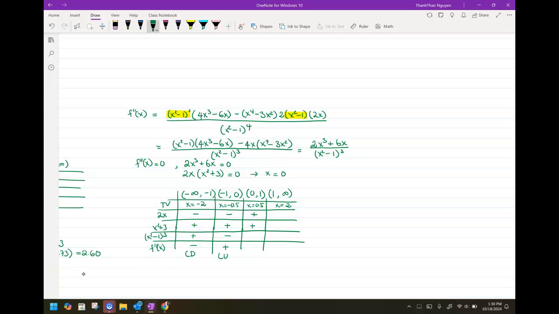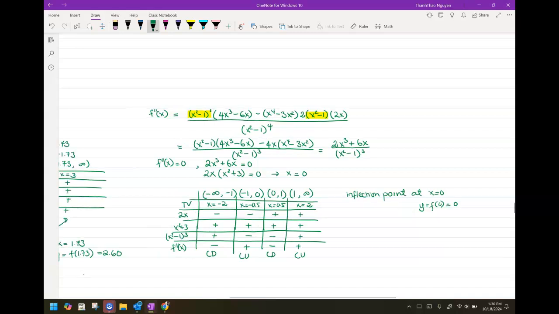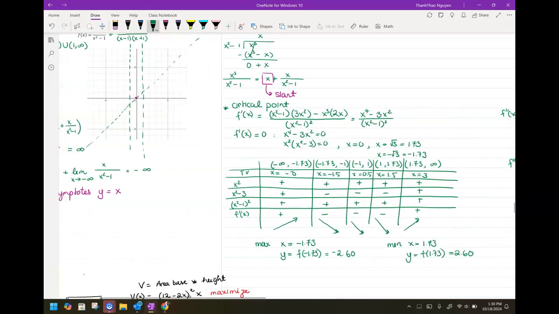Positive, positive, negative. So then negative, we have a concave down. Positive, positive, positive. So this is positive, and now we have a concave up. This means we have an inflection point at x equal to 0, and y is f of 0 equal to 0. Now let's put all that information onto our graph. Let's go back to the graph.